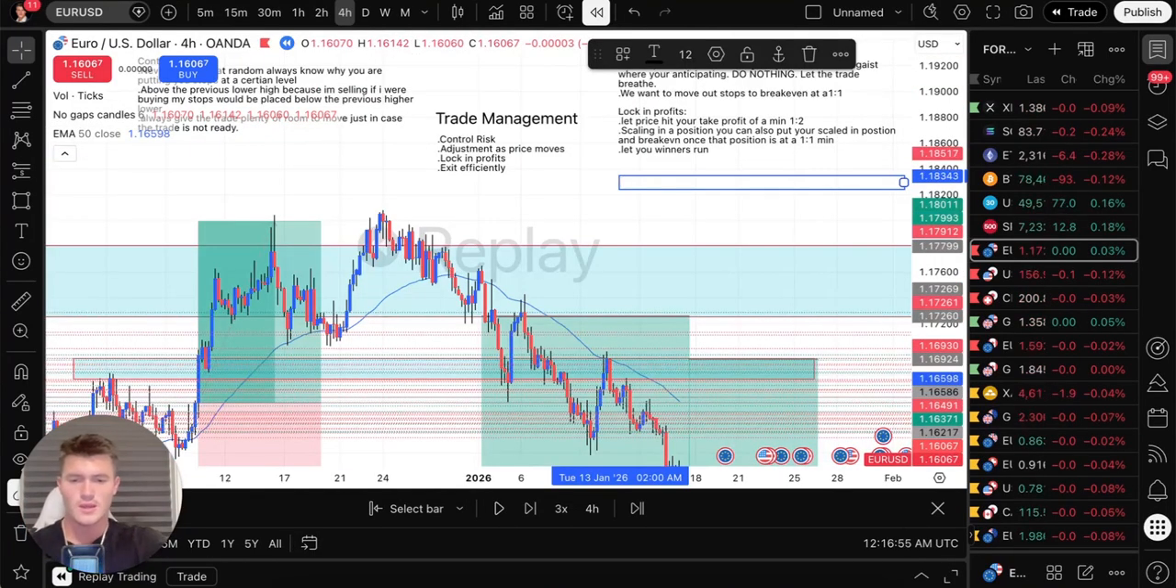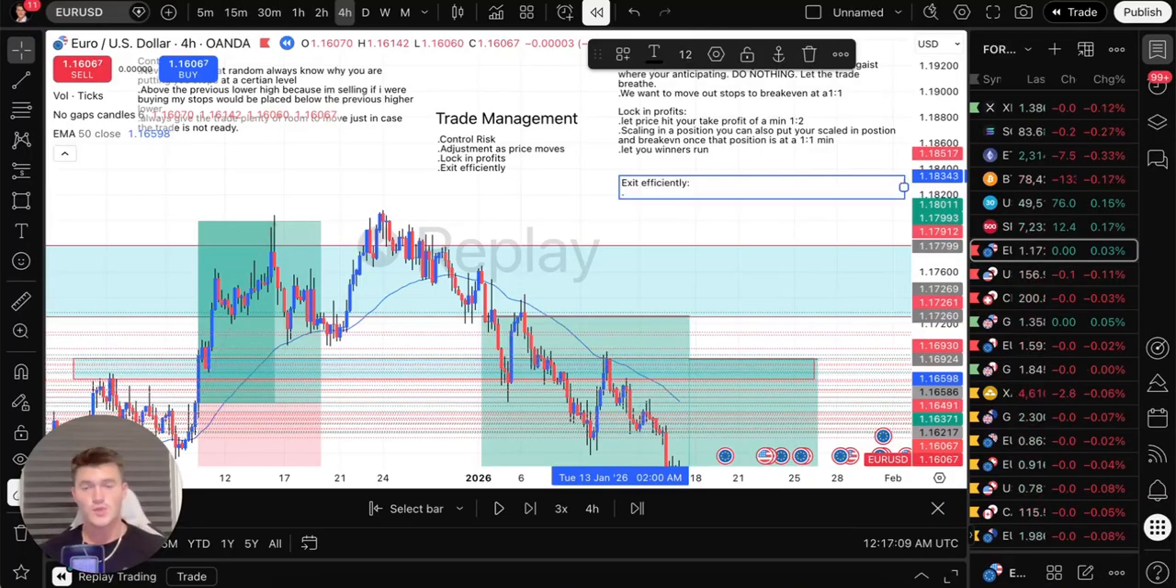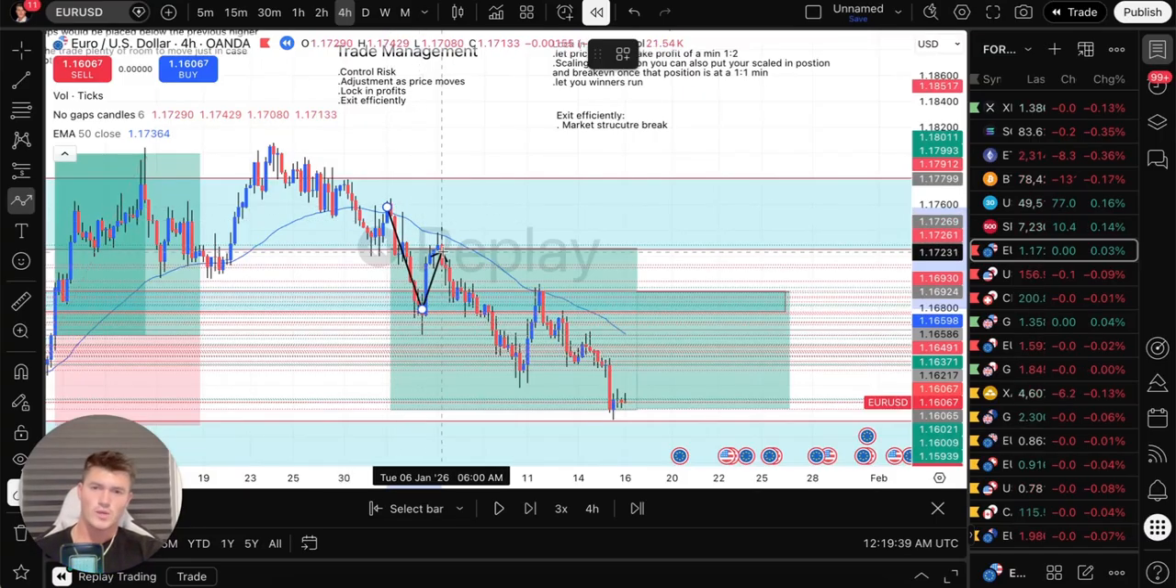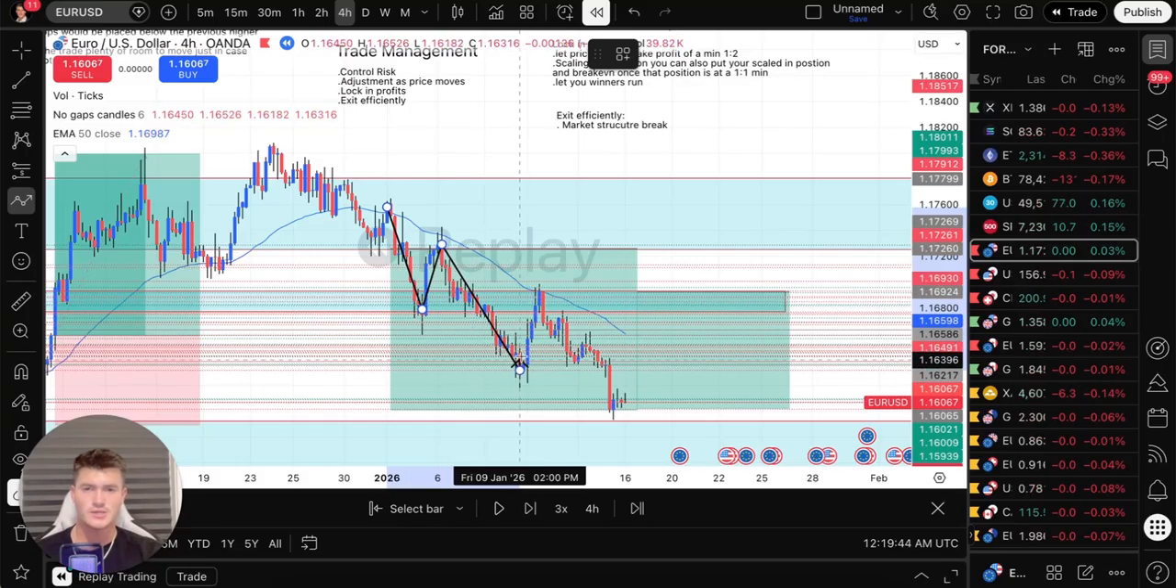Now we're going to go over how to exit efficiently. It's like we've talked about all these times, when the structure breaks. First is going to be market structure break. So like down here, we are very bearish. And let's see, we get our break, we get our retest, our entry signal, price is going in our direction, price is looking good, price is looking good. Price comes up, gives us a little retest, we break, retest.